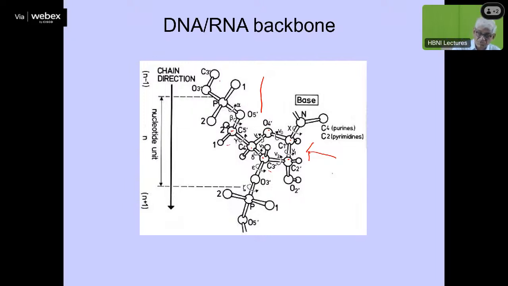C5 prime is attached to this phosphate. This oxygen is called the O5 prime, and the opposite of that, this one, is called the O3 prime. O3 prime is also present here, because O3 prime then connects to the next one. We will see that down here.